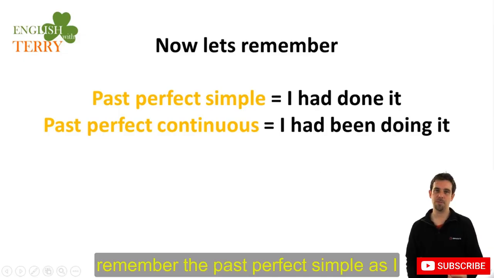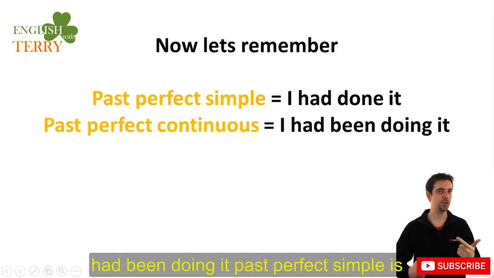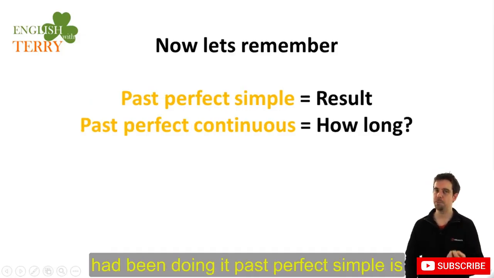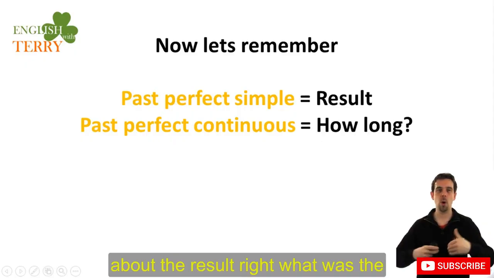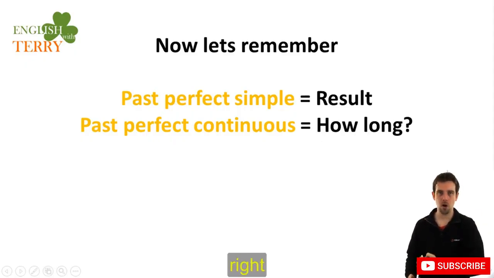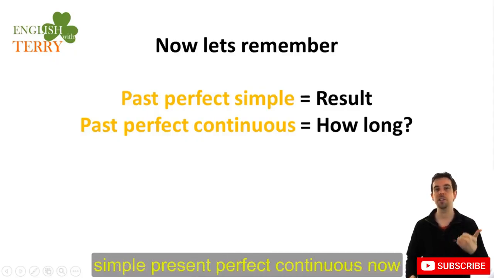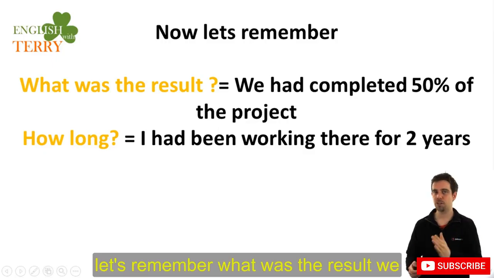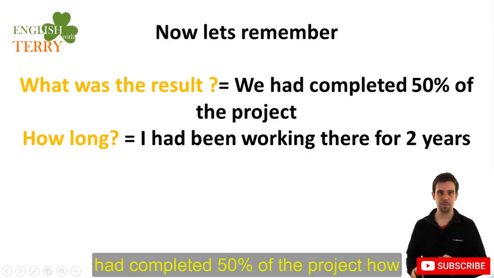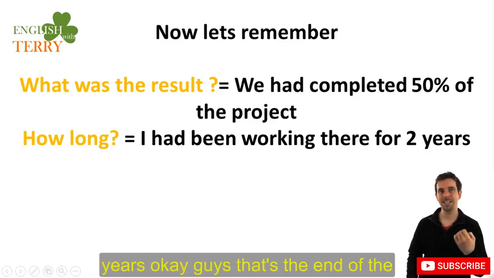Now let's remember, the past perfect simple is I had done it. Past perfect continuous is I had been doing it. Past perfect simple is about the result, right? What was the result? Past perfect continuous is how long, right? Just similar to the present perfect simple and present perfect continuous. Now let's remember, what was the result? We had completed 50% of the project. How long? I had been working there for 2 years.